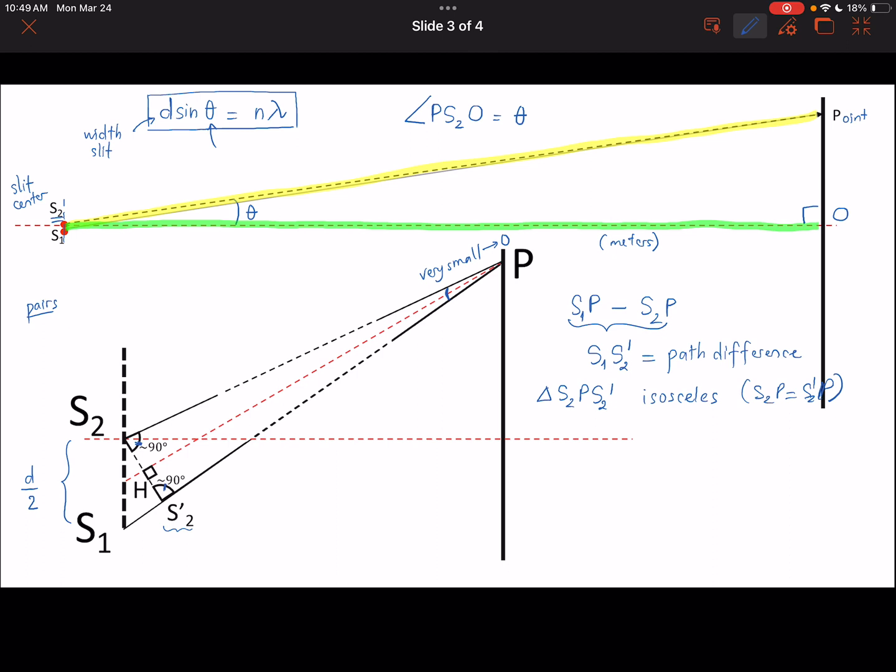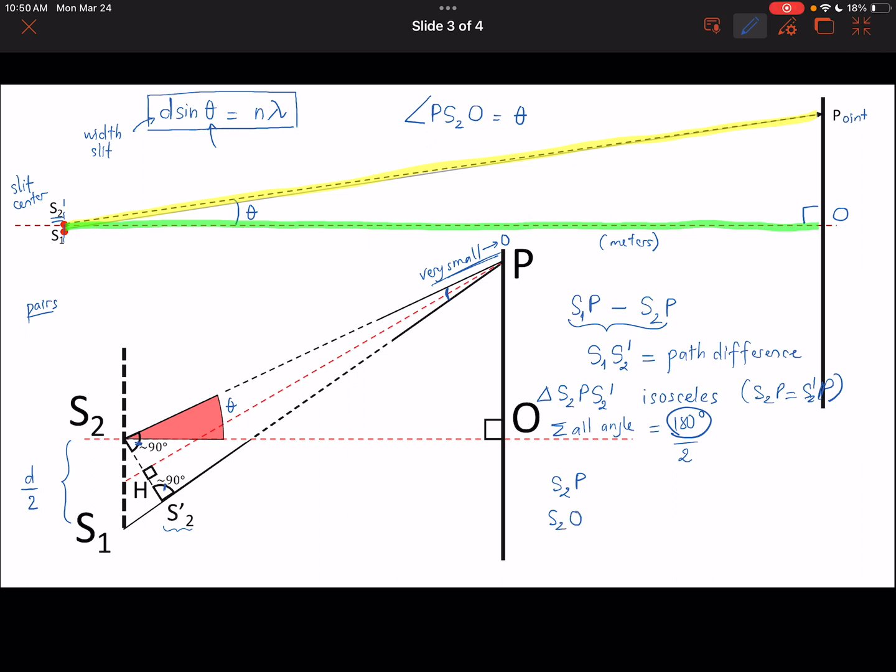Okay, because we know that when you sum all the angles in a triangle, it should equal 180 degrees, right? So if this one is very small, then the rest should add up to about 180 degrees. And if you divide it by 2, then it should be approximately 90 degrees. That's why you can see that this red angle here is the theta angle, right? This is the theta angle that is created between S2P and S2O.